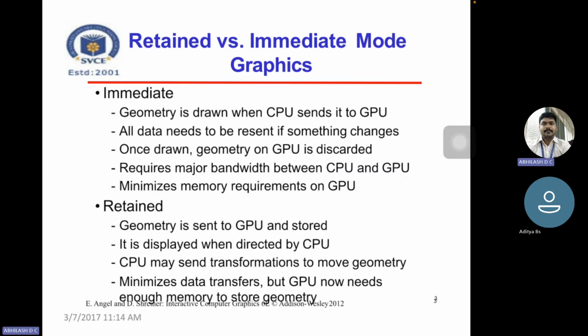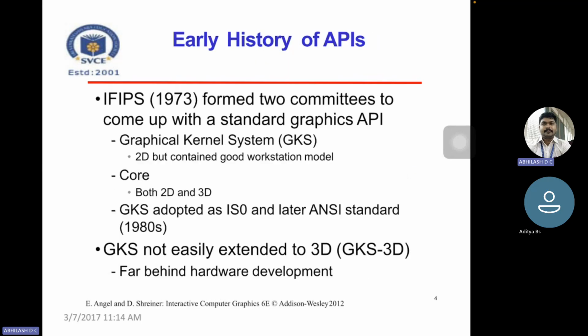It minimizes the memory requirements on the GPU when it comes to immediate mode, because most of the things are taken care of by the CPU. Retained mode is nothing but most of the things being sent to the GPU straight away and stored. Then, when directed by the CPU, only then will it be displayed. The CPU-made transformation uses the stored geometry and minimizes the data transfers. Why? Because the GPU now needs enough memory to store the geometry. So retained and immediate mode go in this way.